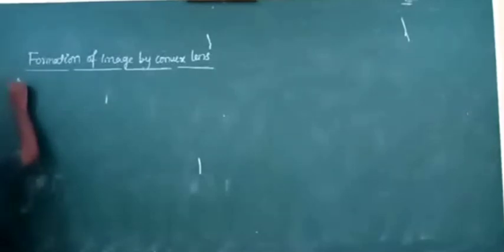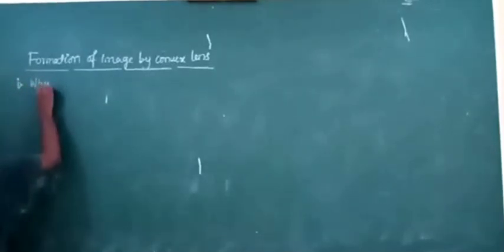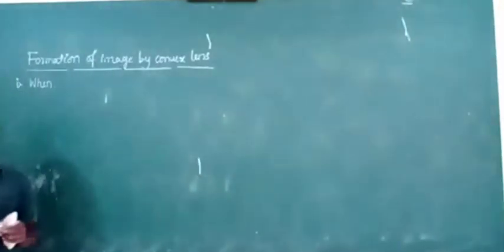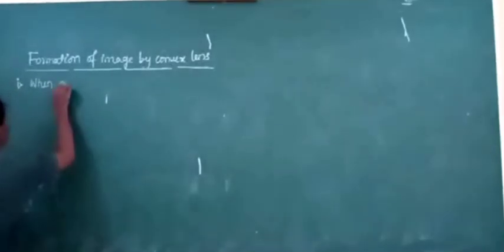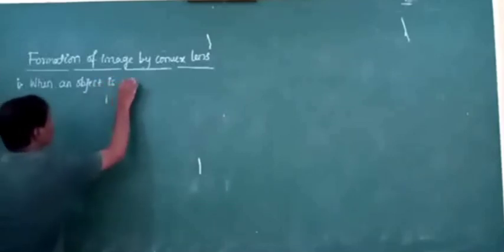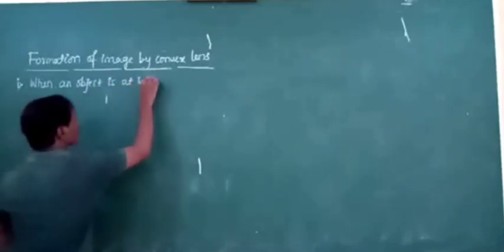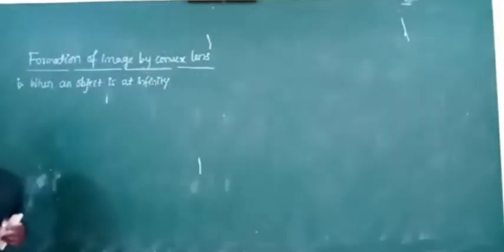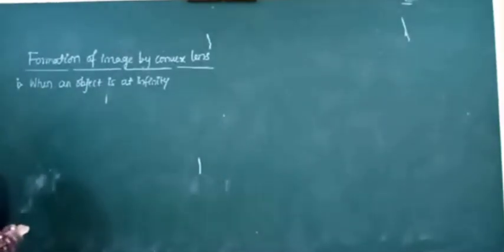First one, when an object is at infinity, the rays coming from the object are parallel to the principal axis. When an object is at infinity, what is the position of the image, what is the nature of the image, and what is the size of the image, we have to find by using the ray diagram. So we are going to discuss now the formation of image by which lens? The formation of image by convex lens.